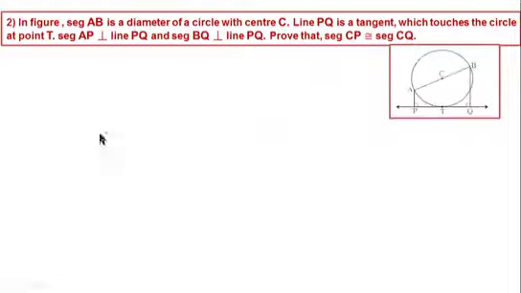Example number 2. In the figure, segment AB is a diameter of a circle with center C. Line PQ is a tangent which touches the circle at point T. Segment AP perpendicular to line PQ and segment BQ perpendicular to line PQ. Prove that segment CP is congruent to segment CQ. See this figure.